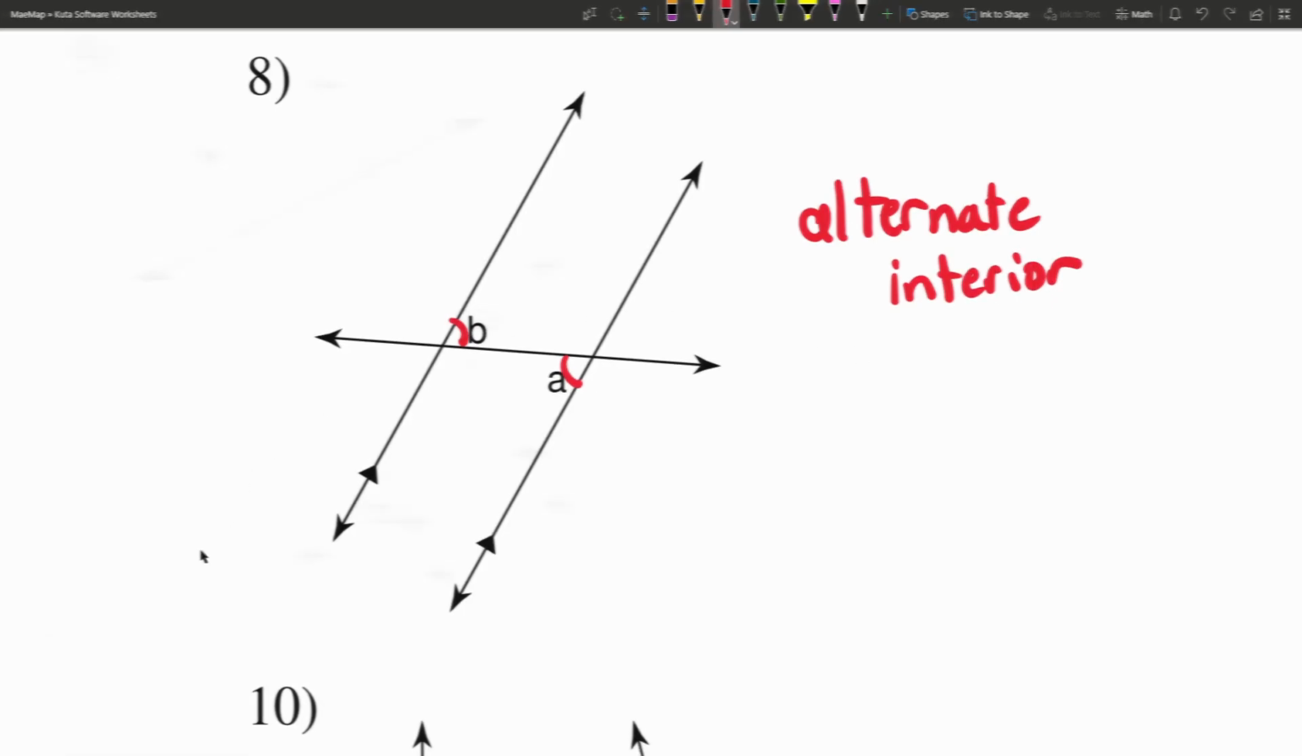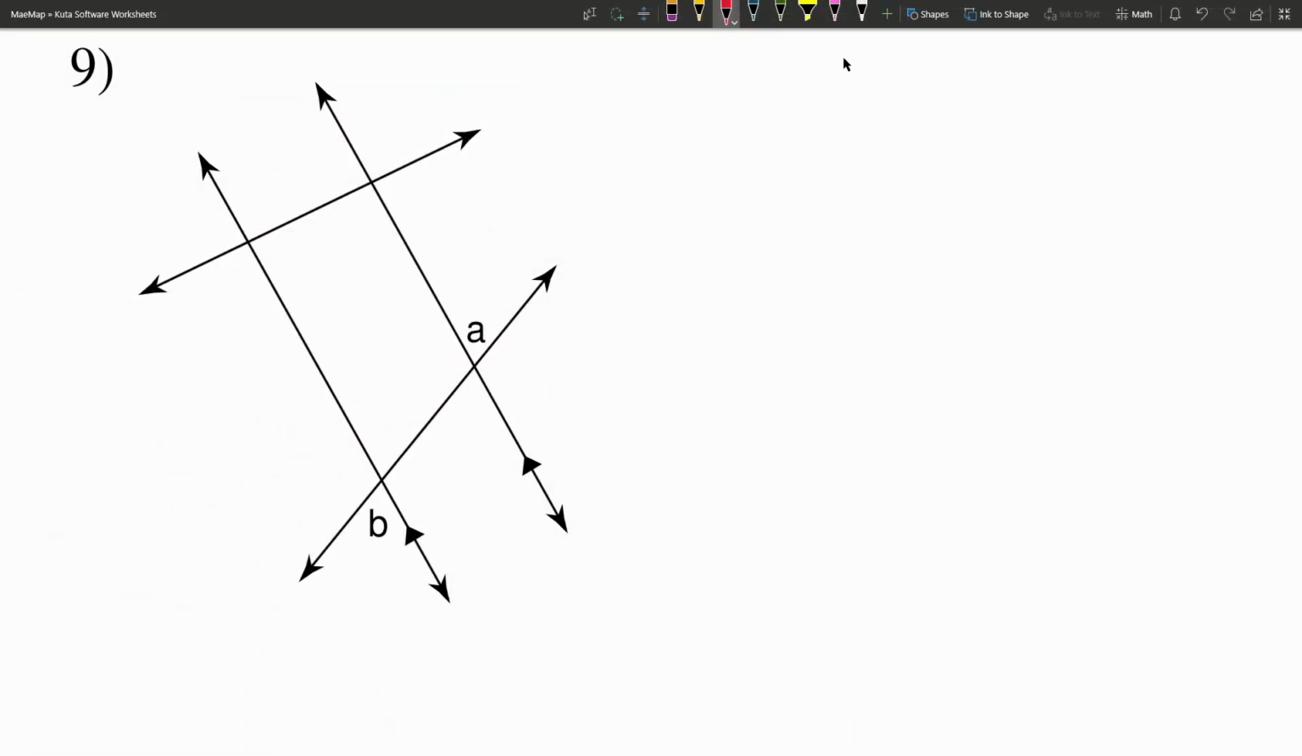Let's move on to number 9. Number 9, first we're going to locate our parallel lines, which are here and here. And if you notice, both A and B are not in between those parallel lines, but outside of those parallel lines. So they're exterior angles. And they are also alternate exterior angles.